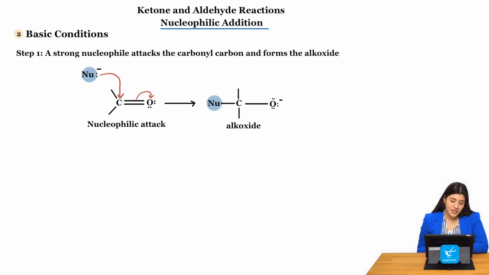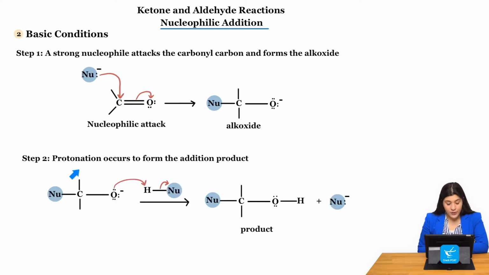Now, under basic conditions, the first step is that nucleophilic attack. So a strong nucleophile will attack. That was one of the main differences: under acidic conditions, we will have a weak nucleophile, and for basic conditions, we have a strong nucleophile. So a strong nucleophile will attack the carbonyl carbon, and then it forms that alkoxide ion. However, for our acidic condition, it did not form that alkoxide ion. It instead just activated the carbonyl group.